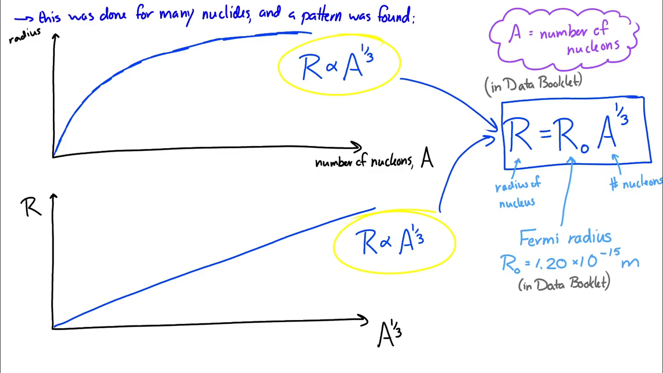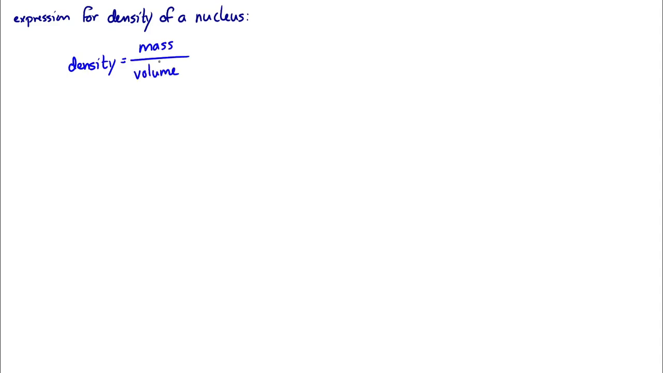So now that we have an expression for the radius of a nucleus, we can get an expression for the density of the nucleus. So let's see, the density of a nucleus is equal to its mass divided by its volume. Well, the mass of a nucleus is approximately the nucleon number times the unified atomic mass unit, because every nucleon has approximately 1 u in mass. Not exactly, so this is an approximation, but it's a pretty good one.